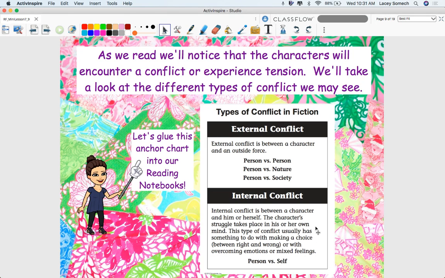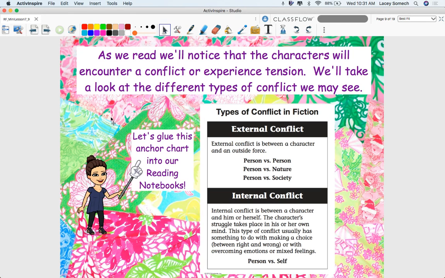Now, this other one, the 4th, is person versus self, because that's what we call an internal conflict. That's a problem that you are dealing with about yourself. So as you can see here, it is the character's struggle that takes place in his or her own mind. This type of conflict usually has something to do with making the right choice: what's right, what's wrong. Maybe they're overcome with their own emotions or they have mixed feelings about them.